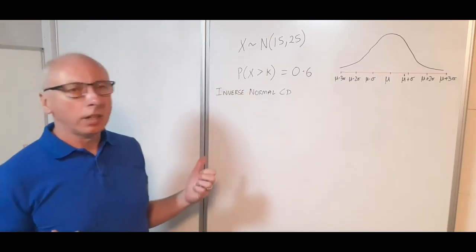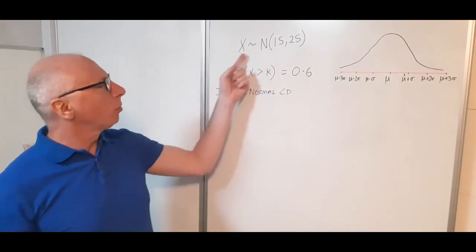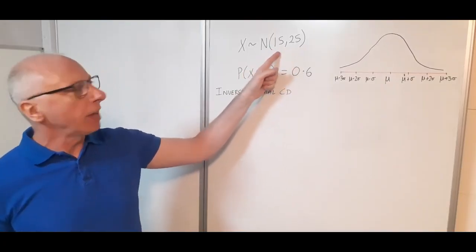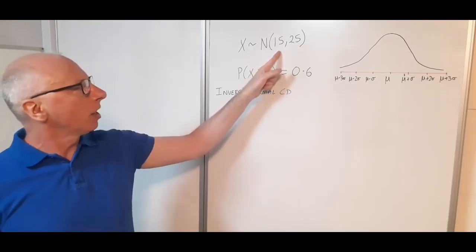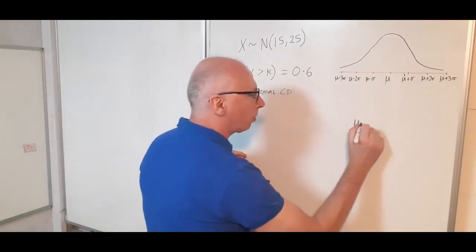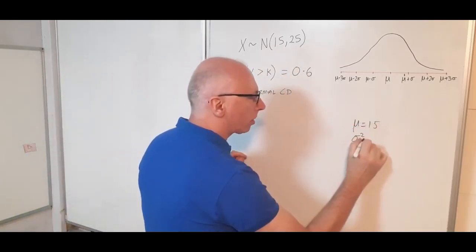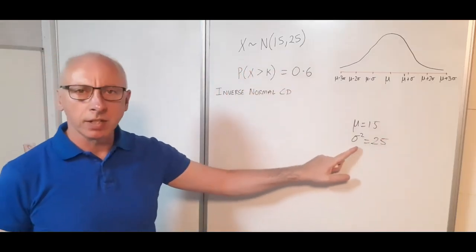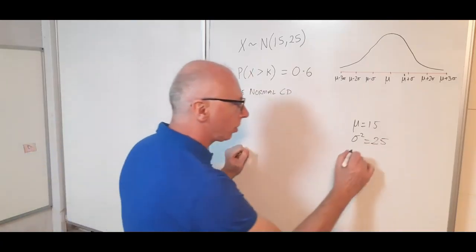So in this question here, we've got a random variable x that is normally distributed with parameters 15, 25. So that means that mu is 15, that's our mean, and our variance is 25. So mu equals 15, variance equals 25. If you know the variance is 25, you know the standard deviation is the square root of this, which is just 5.